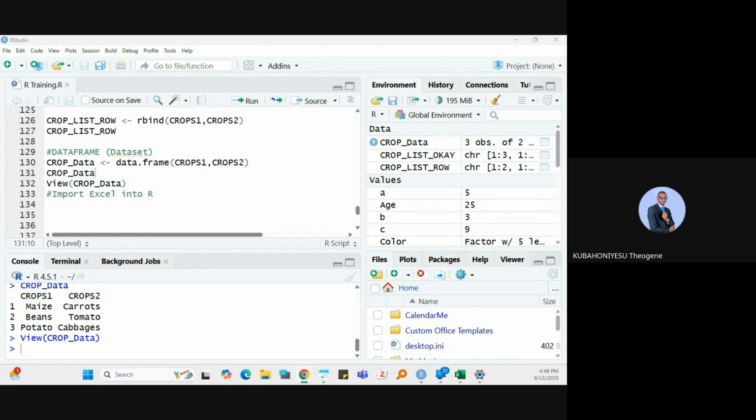Okay, crop is a variable. This can be a crop name. This can be a price. This can be a sale. Observations are like how many people participated. How many crops do we have there? That is it.